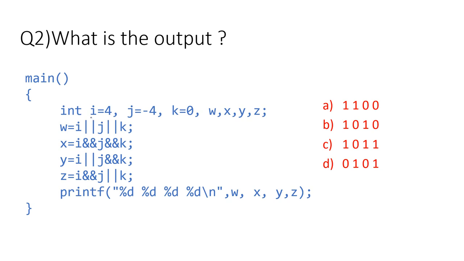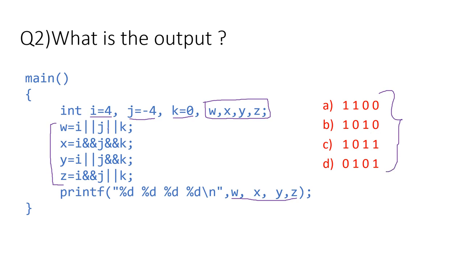The first line initializes a number of variables: the first one being i initialized to 4, the second one being j initialized to -4, the third one is k which is initialized to 0, and then you have a set of 4 variables, that is w, x, y and z, which are not initialized. In the next 4 lines some expressions are written to compute w, x, y and z, and at the end those w, x, y and z are printed.